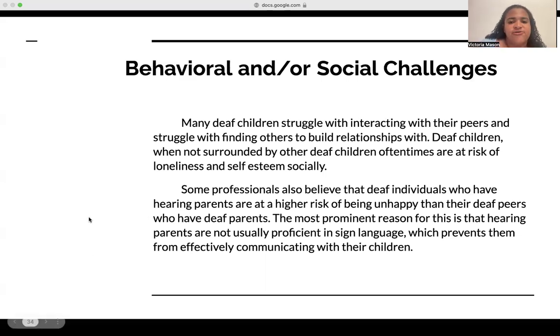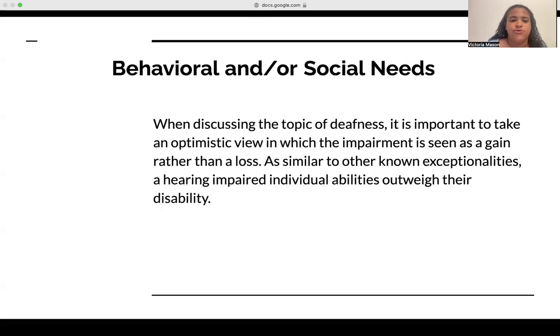One of the challenges in behavioral and or social for the hearing impaired community is many deaf children struggle with interacting with their peers and struggle with finding others to build relationships with. Deaf children, when not surrounded by other deaf children, oftentimes are at risk of loneliness and low self-esteem socially. Some professionals also believe that deaf individuals who have hearing parents are at higher risk of being unhappy than their deaf peers who have deaf parents. The most prominent reason for this is that hearing parents are not usually proficient in sign language, which prevents them from effectively communicating with their children. 90% of children who are deaf have hearing parents, which makes the problem even bigger.